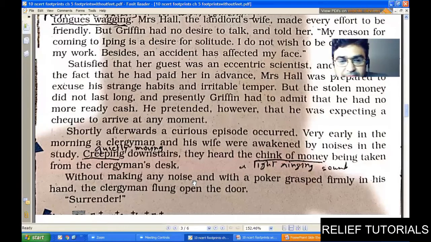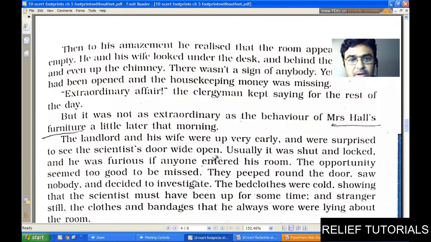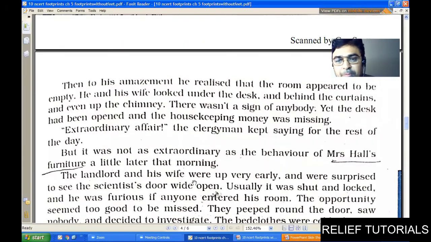A poker is a rod used to stir the fire inside the grate, the fireplace. He held that poker just to attack if need arose. The clergyman flung open the door and immediately shouted, "Surrender!" He meant to make the man alert and cautious. But to his amazement, the room appeared to be empty. There was no one inside.